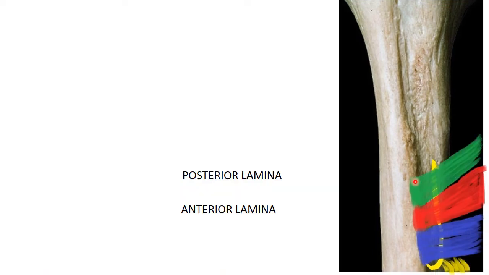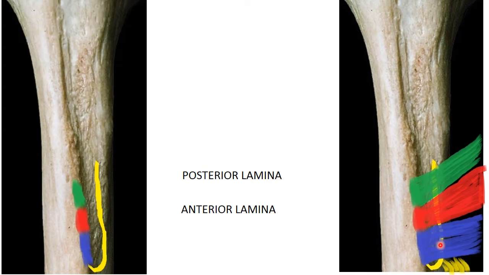Now try to observe here clearly how these superficial fibers are getting inserted to the lateral lip of intertubercular sulcus in the form of anterior laminae, and these three colors are representing the anterior laminae, and behind that you can identify that this is posterior laminae. Here you can see that this is the anterior laminae, and this yellow color is representing the posterior laminae.